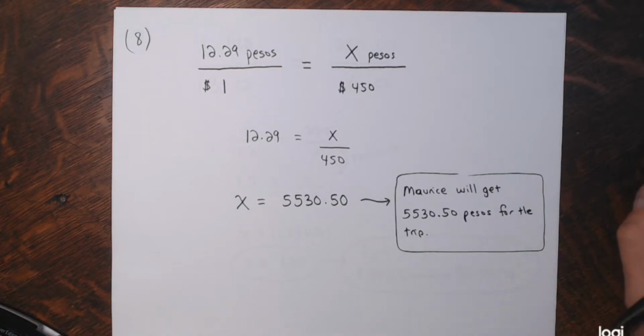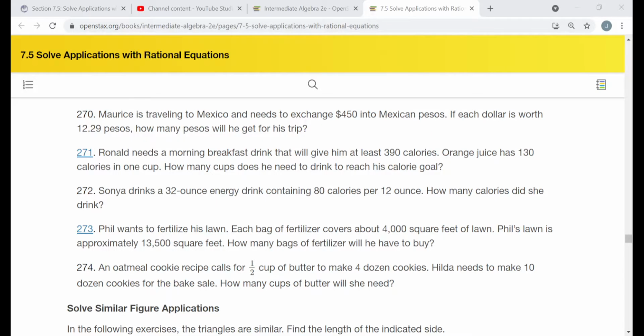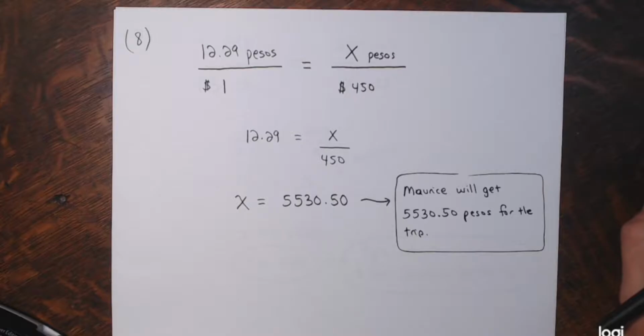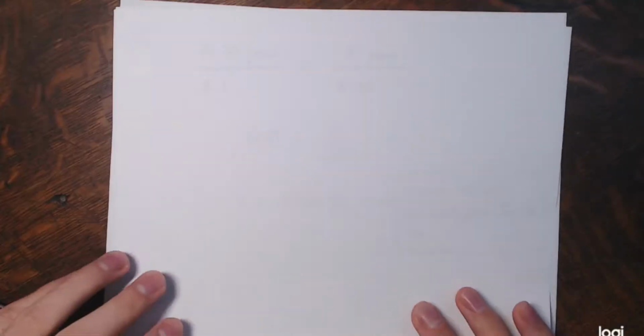All right. So next question, example 9, is exercise 271. It says Ronald needs a morning breakfast drink that will give him at least 390 calories. Orange juice has 130 calories in 1 cup. So how many cups does he need to drink to reach his calorie goal? So the units here are calories and cups. And again, I'm going to set up a proportion. So this is example 9.